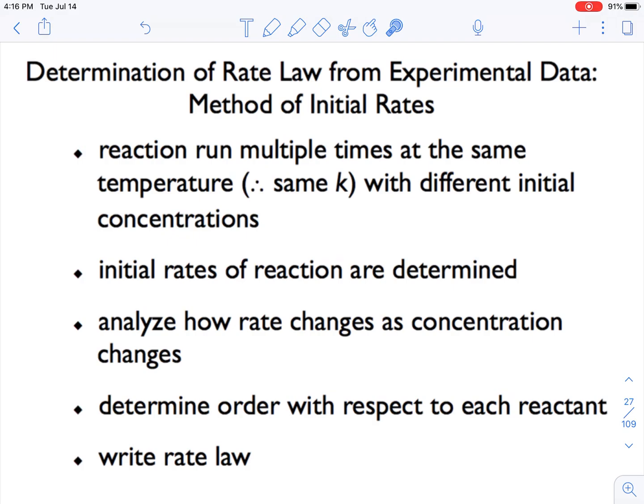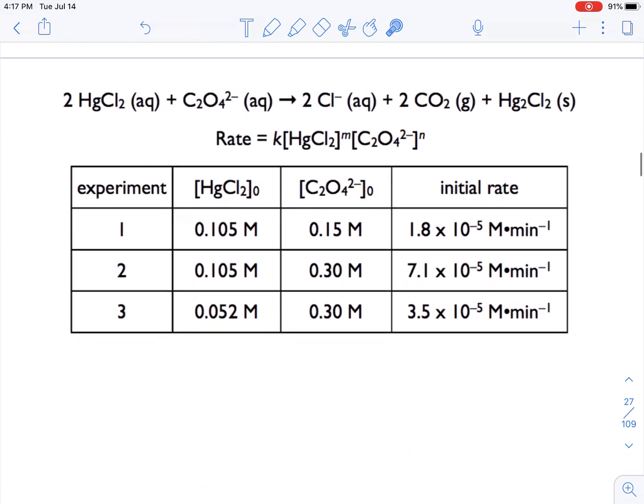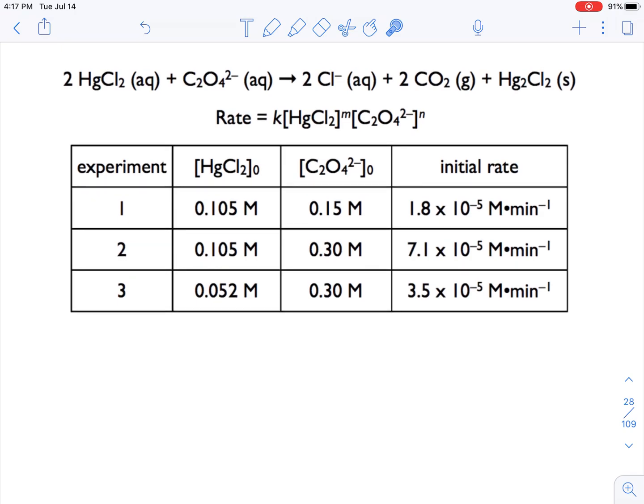You guys will not be doing this. It's impossible for you to collect this data in a test type setting. Typically the kinetic data is going to be given to you, and all you need to do is analyze the data that's provided to determine the order of reaction, the rate constant K, and finally write a complete rate law. So we're going to go through a few examples that help you understand how to perform this specific calculation.